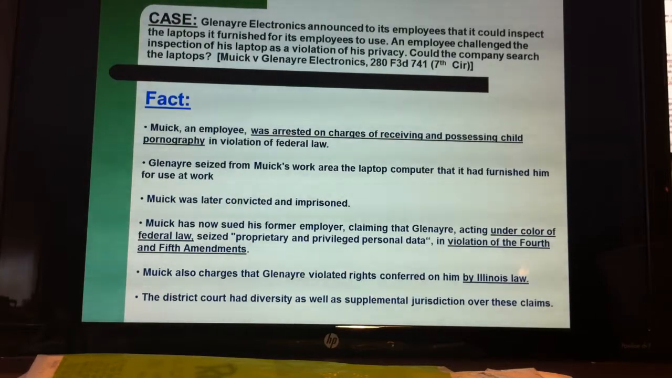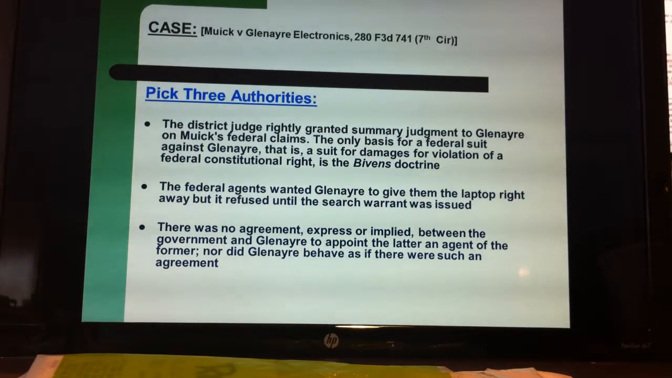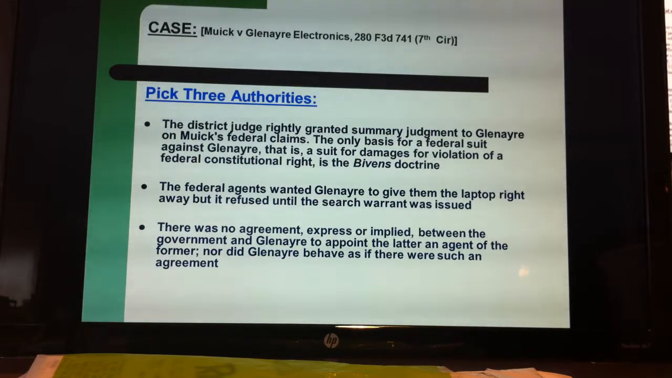Next slide, I'd like to talk about three authorities. Basically, the district judge rightly granted summary judgment to Glenayre on Muick's federal claims. The only basis for a federal suit against Glenayre is a suit for damages for violation of a federal constitutional right, like the Bivens doctrine, which the Supreme Court has held to be inapplicable to corporate defendants, even when they are acting under the color of federal law.